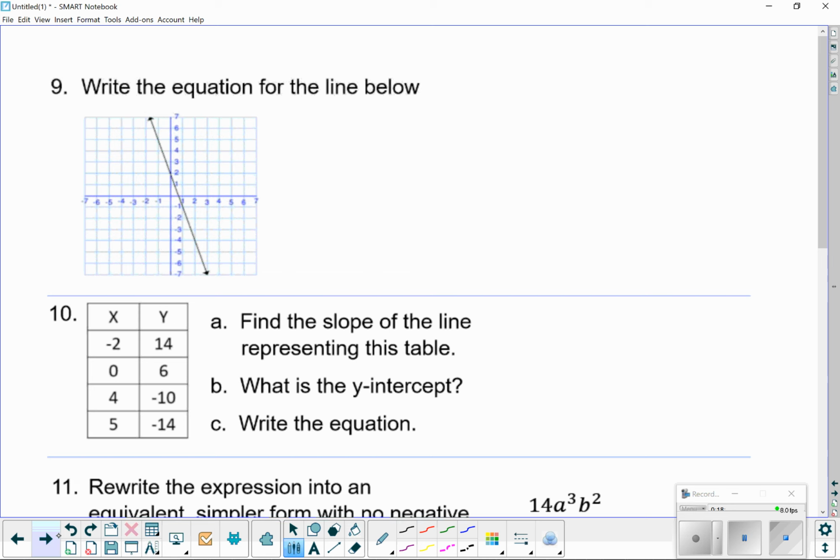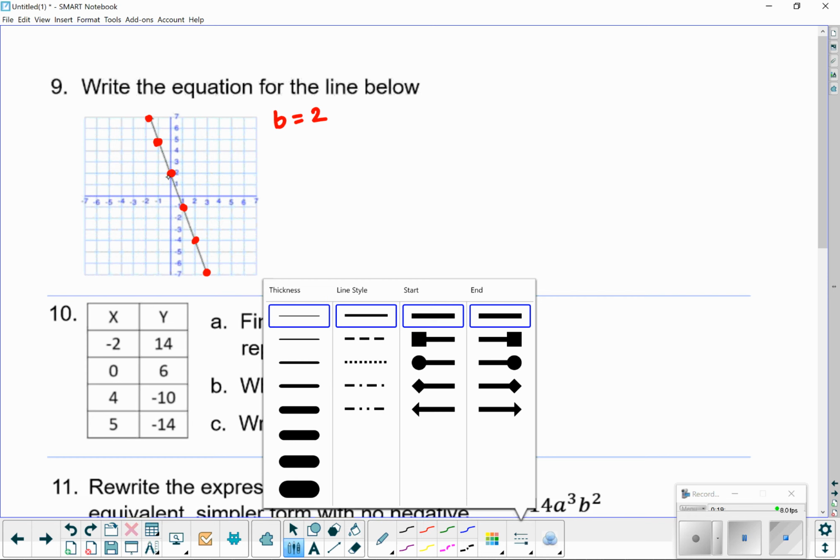Okay, number 9, same thing. Write the equation for the line below. Again, find your y-intercept. Hey, it's the same y-intercept. So b equals 2, and then slope, you need another point. So that looks like another point right there, right? Or that one. Right, don't use that one. That one's wrong. You see how that works? Okay. So this one down here if you like, or this one, or this one up here. You can use any two that you like. So I'm going to go ahead and utilize, let's say, these two.